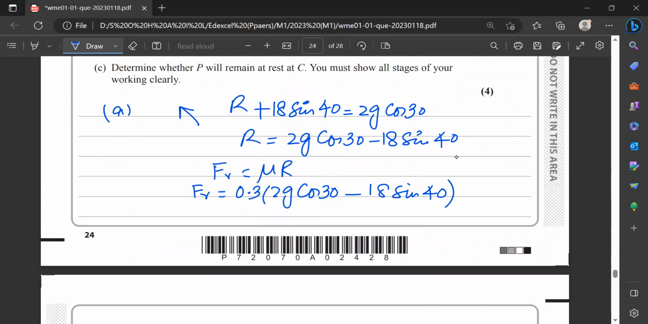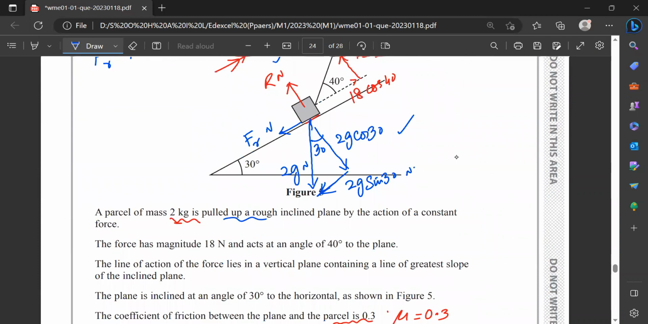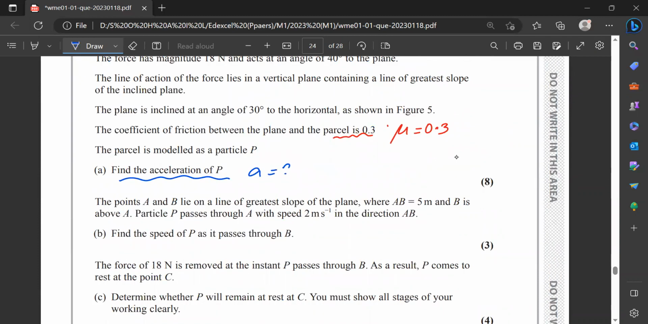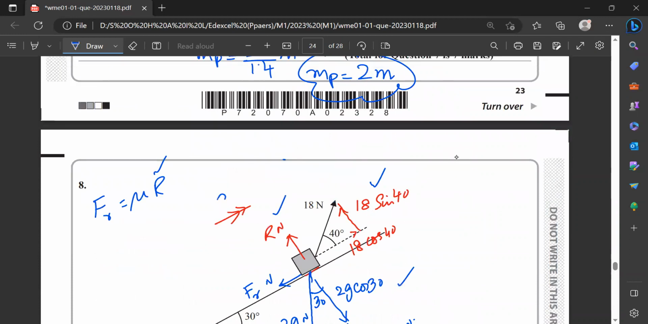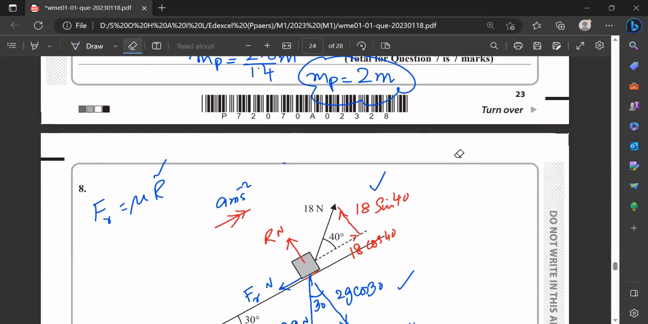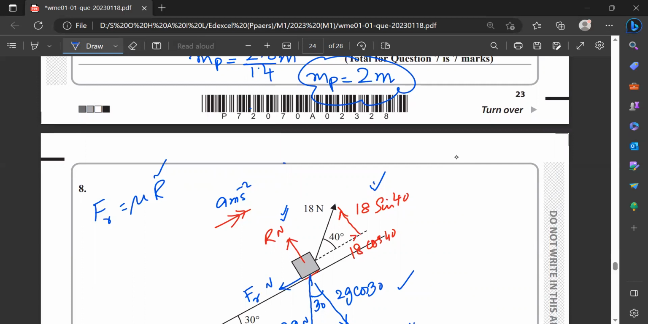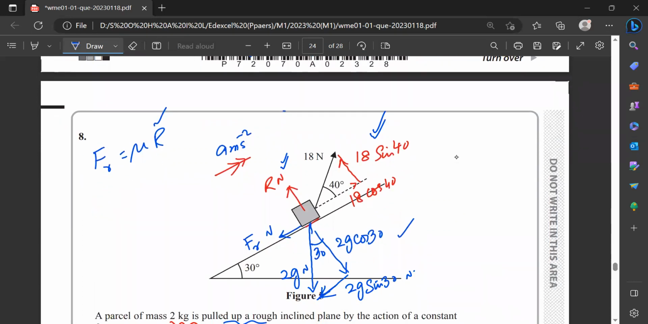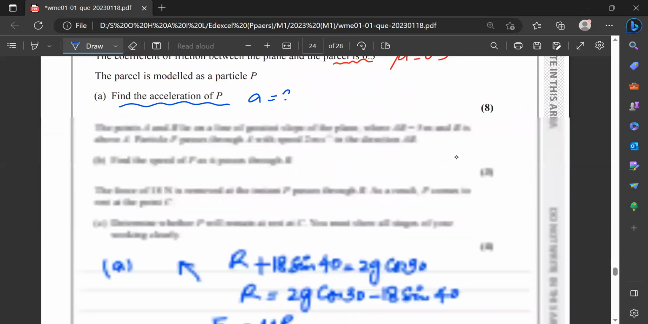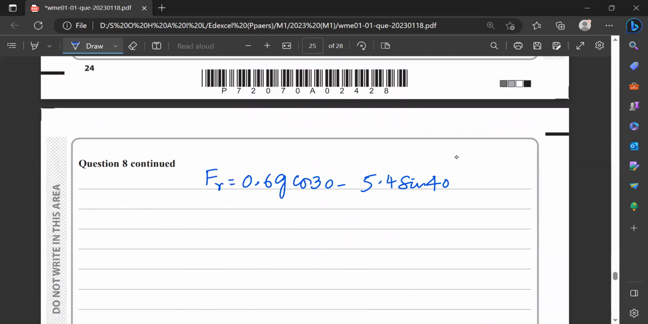Now the question is find the acceleration. A meters per second square is the acceleration, which is the question. So for the forces perpendicular to the plane, these two forces are equal. I just highlight these forces. I equated the forces because there's no motion in this direction. So R plus 18 sine of 40 equals, in the opposite direction, 2g cos of 30. In this way, I can find R, and then F equals mu R will give you the friction force.